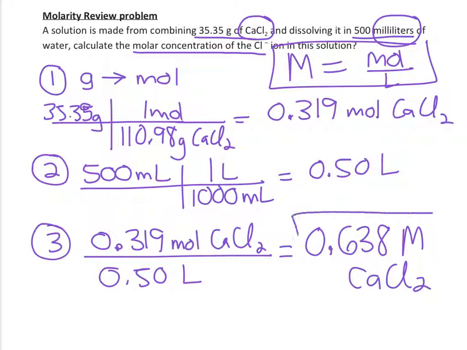Sometimes you would just stop right there. If they asked for just molarity, you'd be done. But this problem asks for the molar concentration of chlorine. So we have 2 more steps to do.